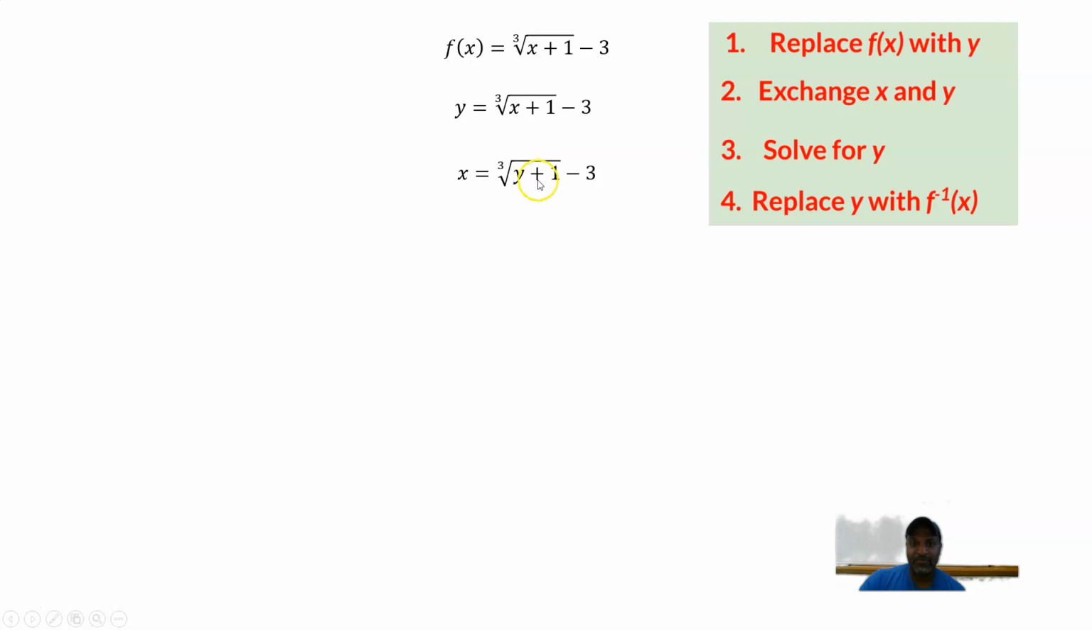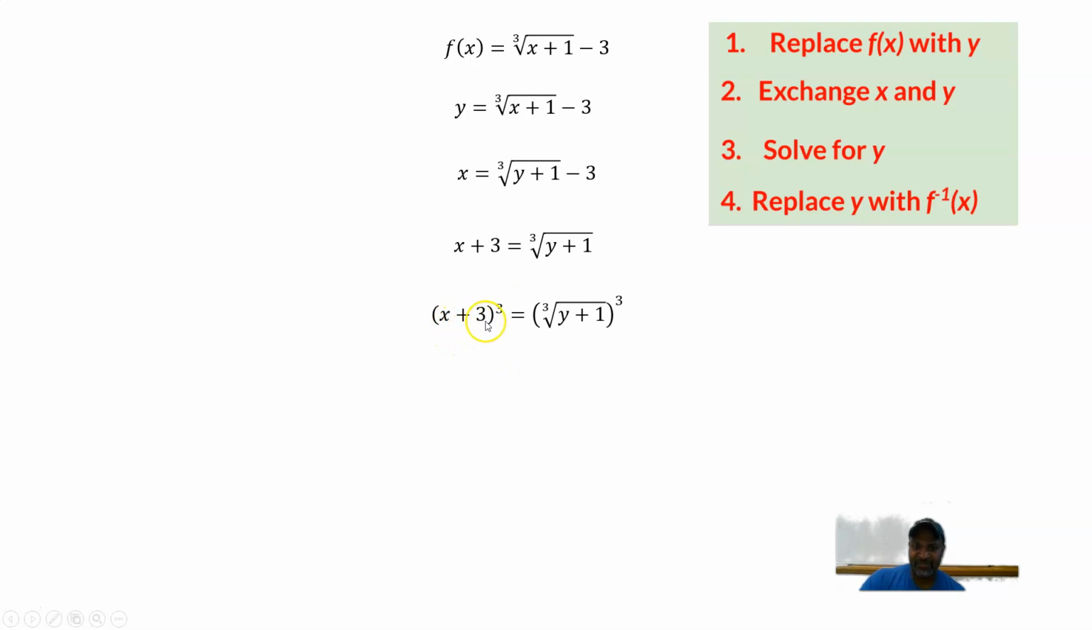The y plus 1 is underneath the cube root. But before we can get to that, we've got to get rid of the 3. So we need to add 3 to both sides. When we add 3 to both sides, we've isolated the cube root. Now the opposite of the cube root, the inverse operation for cube root, is cubing. Raise everything to the third power, both sides.